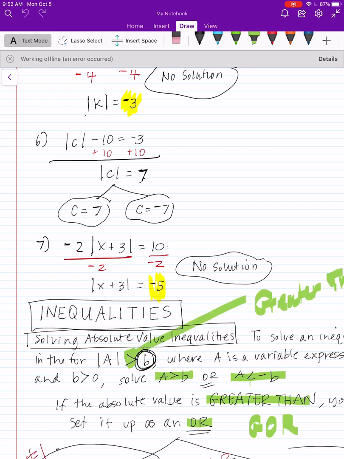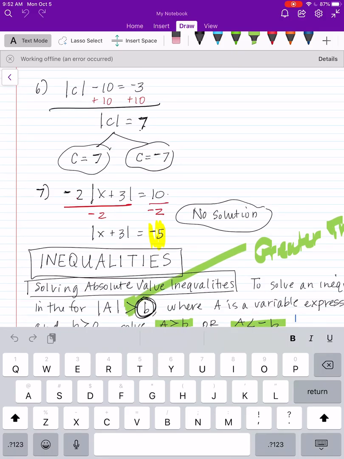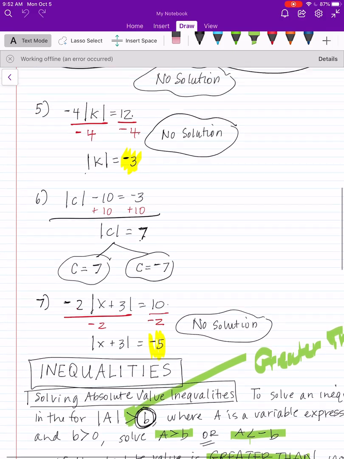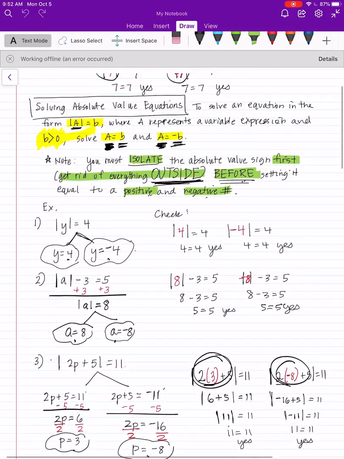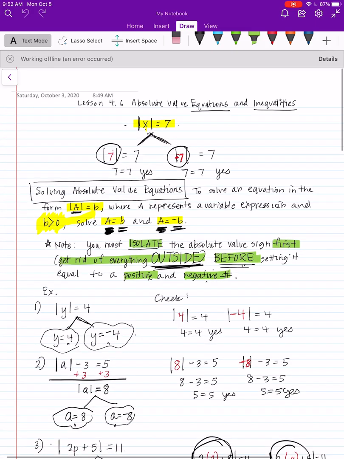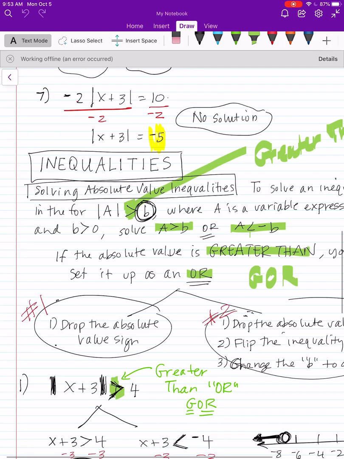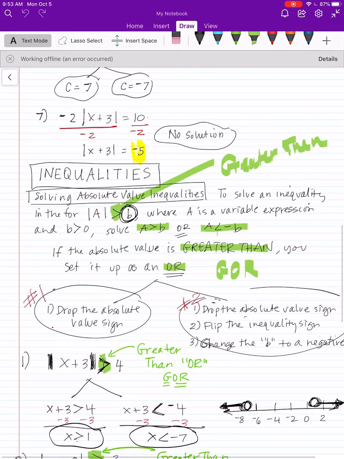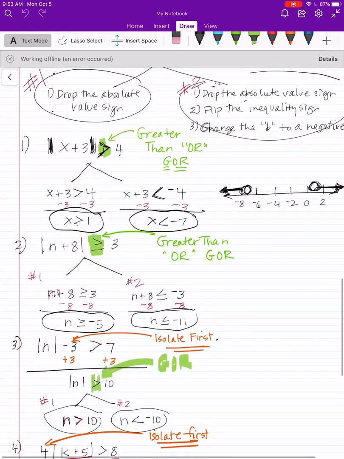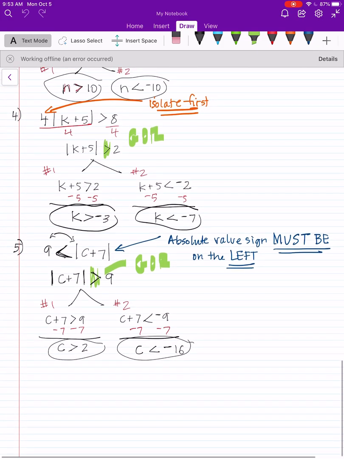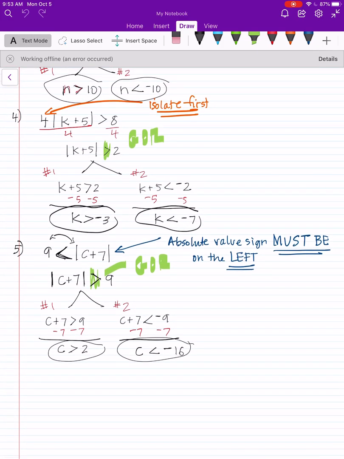Welcome back. We are finishing up today our inequalities and equations with absolute value. The first day we talked about equations. The second day we talked about ones that were greater than. And so today we're going to deal with inequalities again, but now we're going to talk about our less than ones. So kind of my notes here down at the bottom, we're just continuing on.